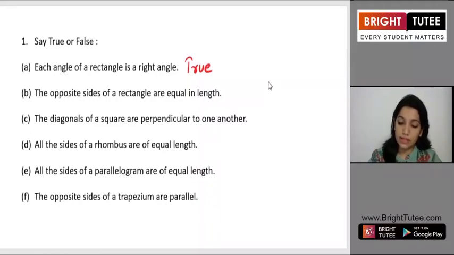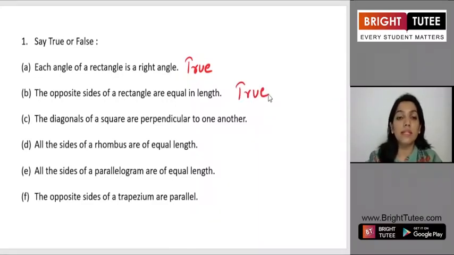Now the B part says the opposite sides of a rectangle are equal in length. The opposite sides of a rectangle are equal in length. So what do you think? The opposite sides of a rectangle are very much equal and parallel. So this statement is again true.